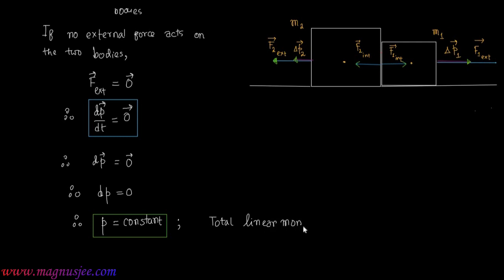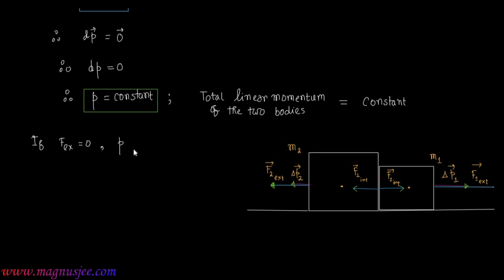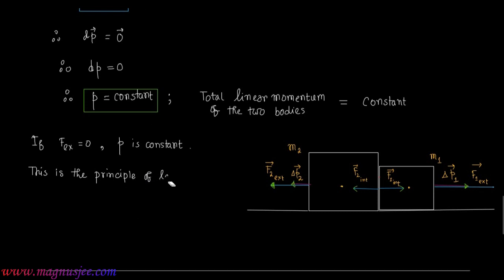The total linear momentum of the two bodies of masses m1 and m2 remains constant, P equal constant, provided Fext equals null vector or Fext is equal to 0. So we can say that if Fext equals 0, in that case linear momentum P is constant. And this is the principle of conservation of linear momentum.